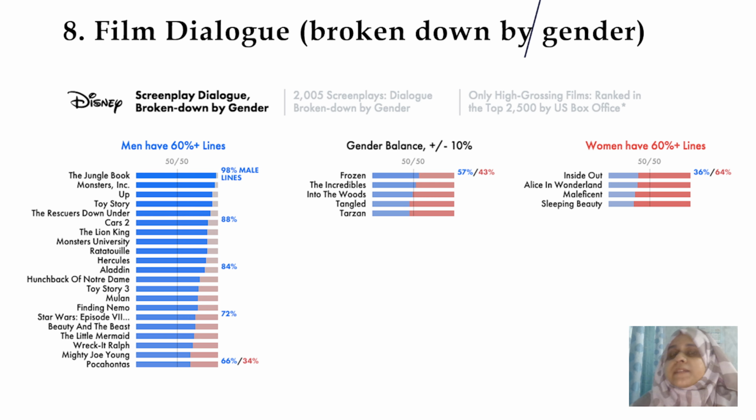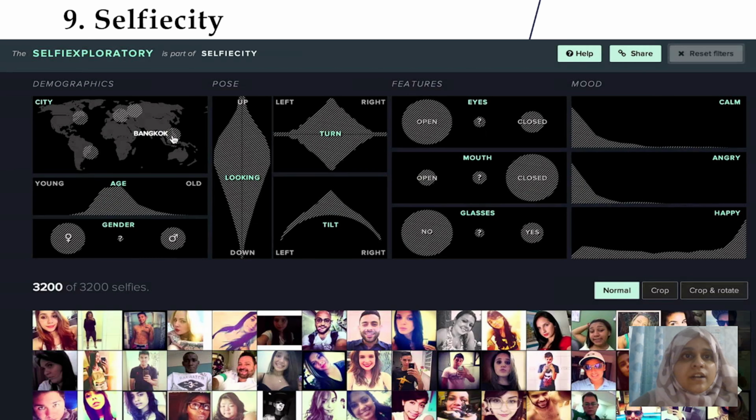Then comes film dialogue broken down by gender. Hannah Andersen and Matt Daniels of The Pudding analyzed 2,000 movie scripts to reveal several gender disparities in dialogue. Their visualizations show imbalance across gender, genres, such as Disney films, and age biases. The project stands out for its clear presentation and full transparency of data methods, making the findings both striking and credible. Then comes the next one.